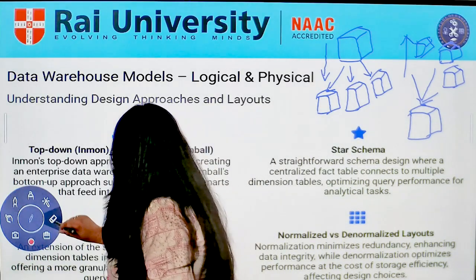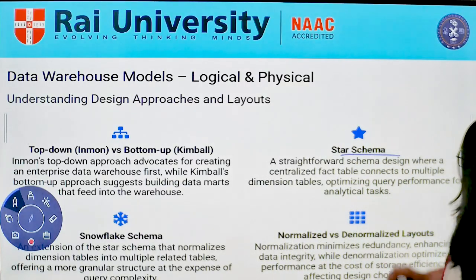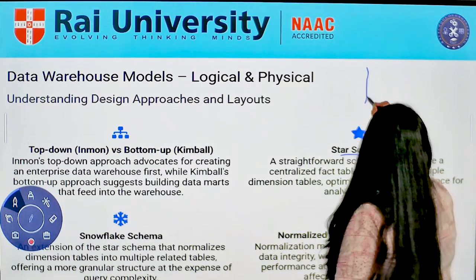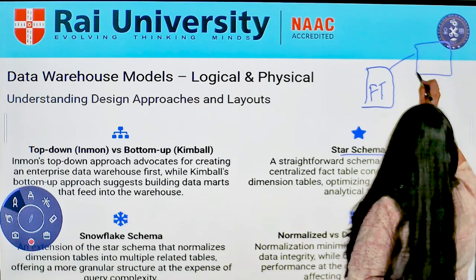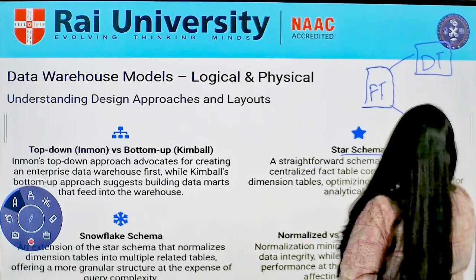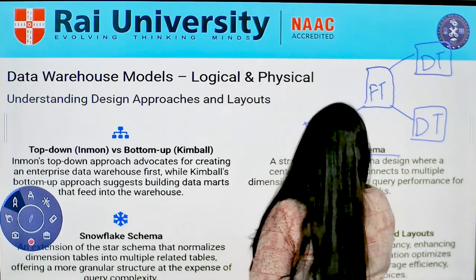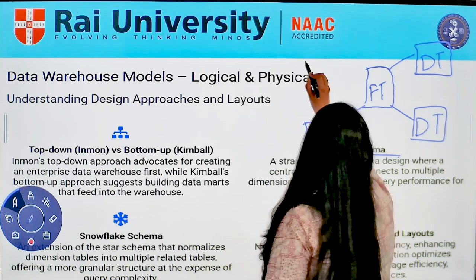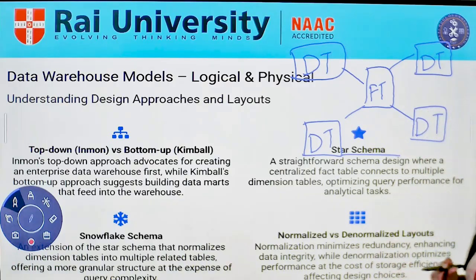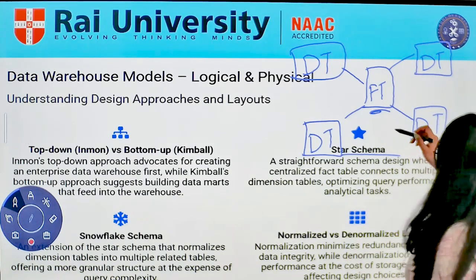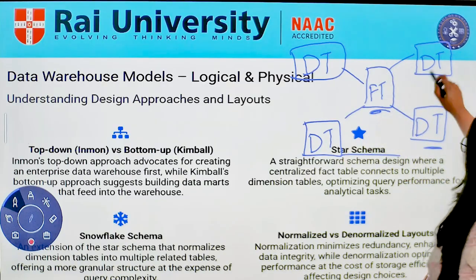Now we come to the data model. Firstly, there is the star schema. In a star schema we have a fact table which is connected with dimension tables. So this is a star schema, where a fact table is connected with many dimension tables.